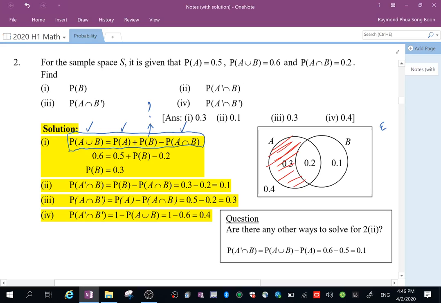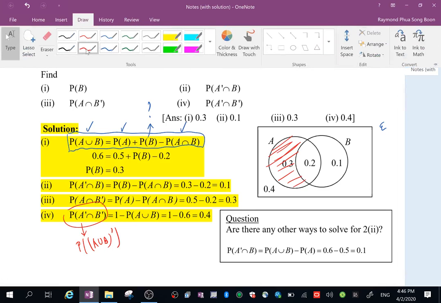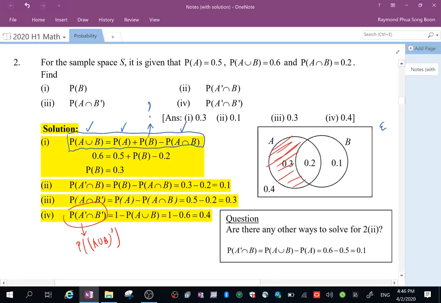Okay, part 4, probability A prime intersect B prime. So A prime intersect B prime is the same as A union B, the whole thing complement, right? And this can be written as 1 minus probability A union B. And probability A union B is already given in the question, 0.6. So it's 1 minus 0.6, so it's 0.4. All right, so that's the answer as well as the method for part 4.